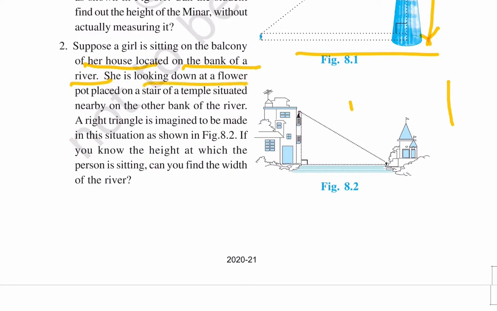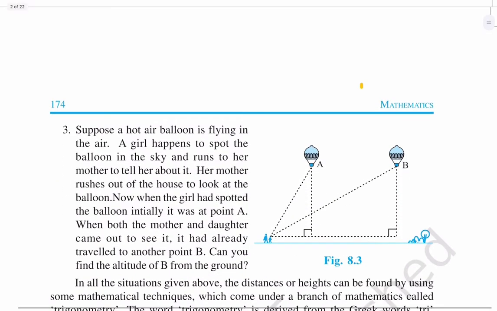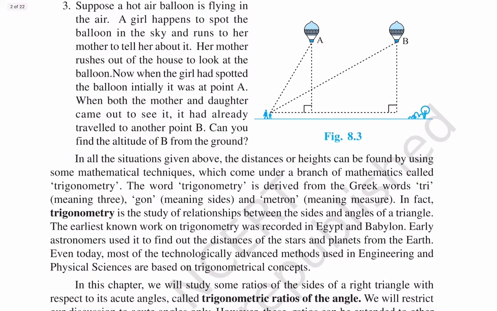She is looking down at a flower pot placed on the stair of a temple situated nearby on the other bank of the river. So you can imagine a right angle triangle is formed, and by using the trigonometry here you can measure the height of that girl from the river surface. So these are the examples which can be solved by the application of trigonometry.